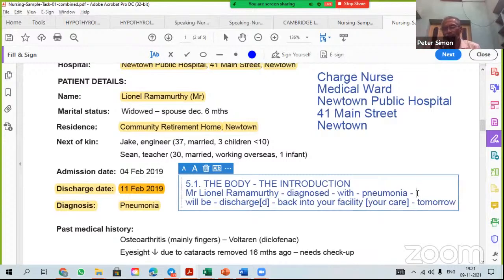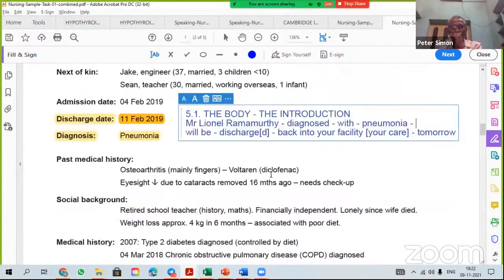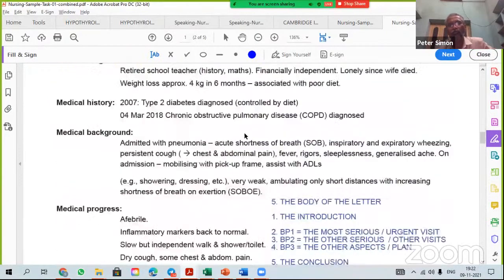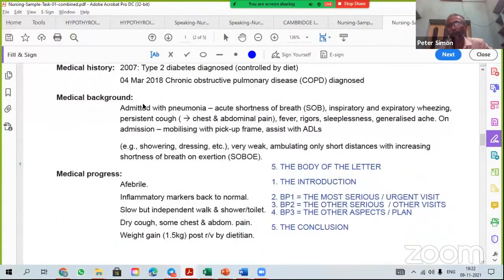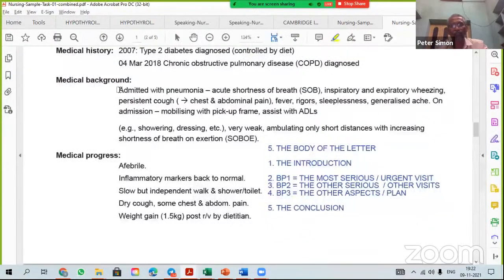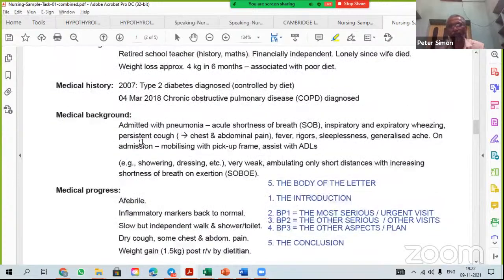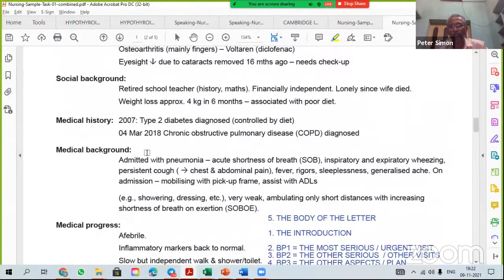Okay. Now, admitted. He was admitted. So admission also is there, diagnosis also is there, recuperating also is there. All these things you can use anything, whichever you want. Right. So admitted with pneumonia. You can see here. So medical history 2007, medical background, admitted with pneumonia. So 2007, 4th March, all these things are there. Then admitted with pneumonia. Right.